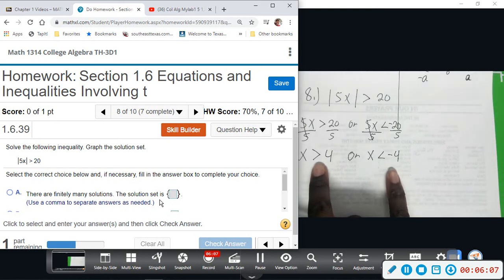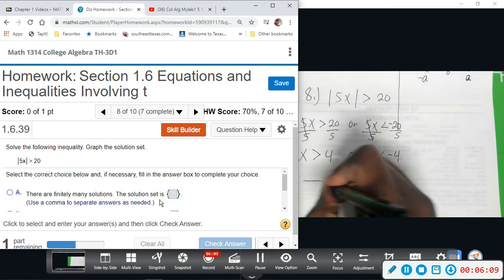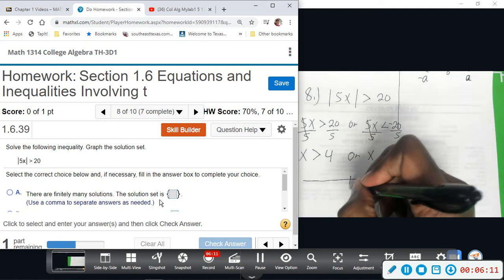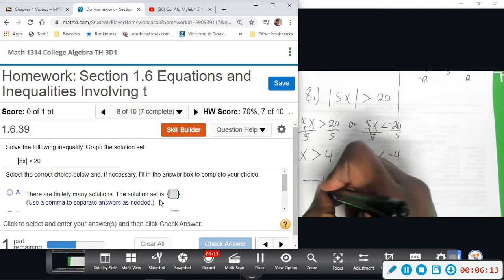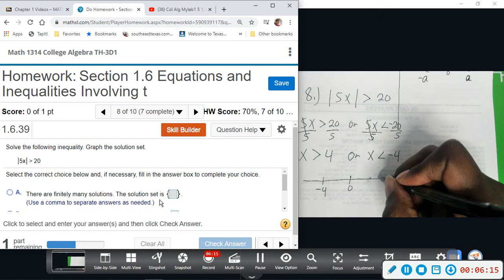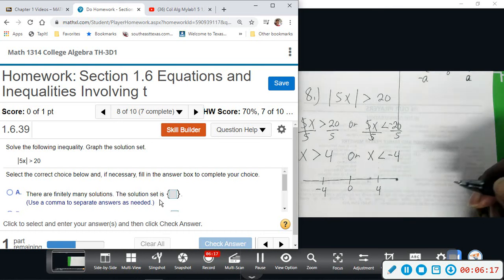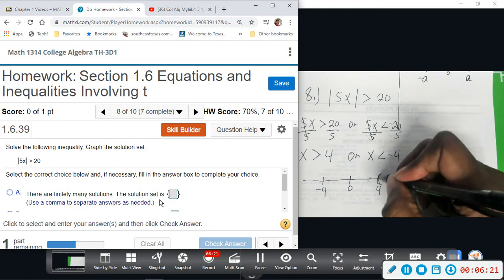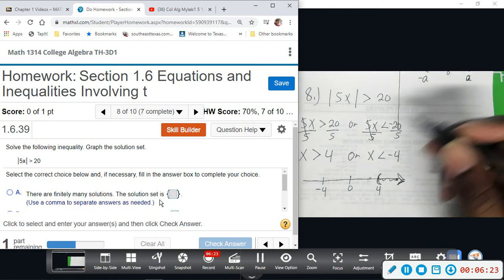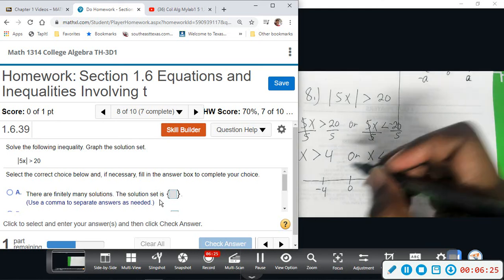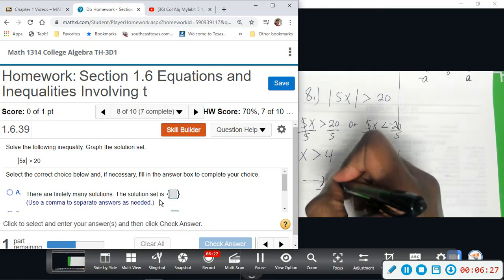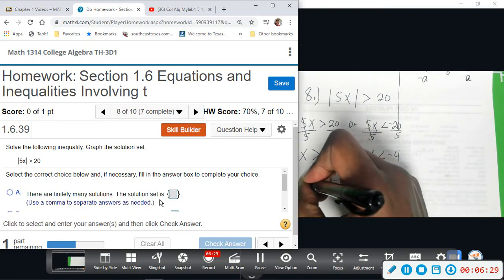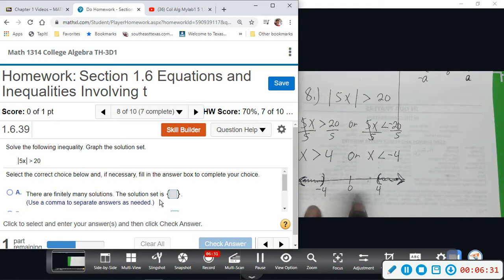And then when we graph this on the number line, I put 0 in the middle. Here's negative 4 on the left, positive 4 on the right, and positive 4 is going to the right, so I will be graphing this way. And then negative 4 on the left is pointing to the left, so I will be graphing this way. Okay, so that's our solution.